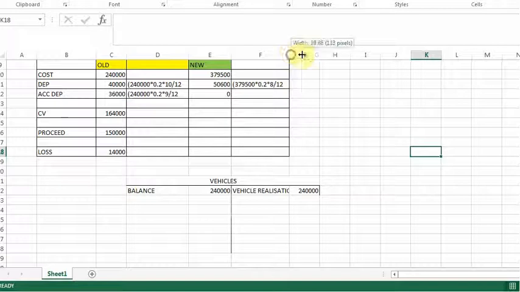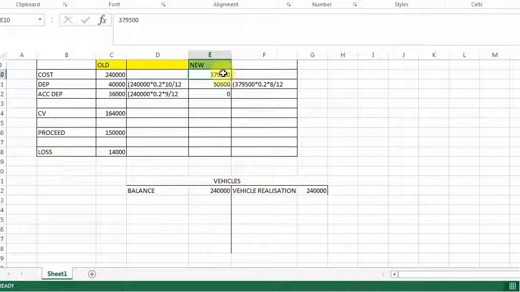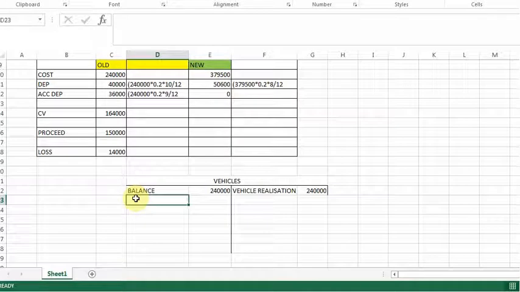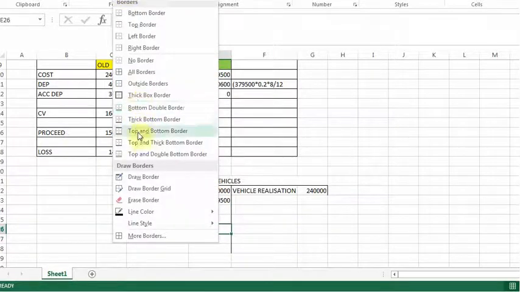Right, then I can also record the cost of the new one, but that will cause an increase in this account because I have actually now purchased this vehicle, so it's going to be added there. And you will see in the question they tell you, in number 2, that it was purchased for cash. So the contra account there will be bank, and the amount will be 379,500.